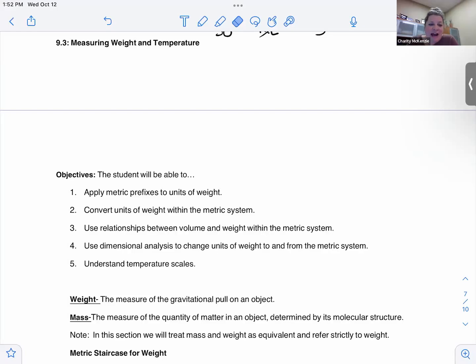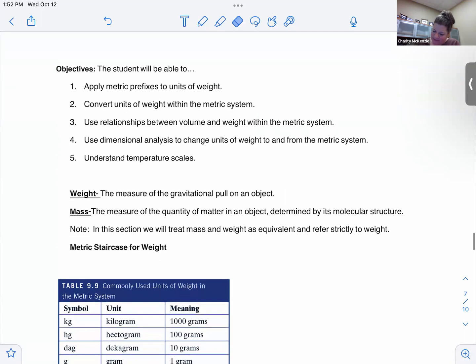Hi, class. For 9.3, we are measuring weight and temperature. So, weight of items. We have our objectives here, and we're thinking of weight, which is the gravitational pull on an object. All we always think about is the weight of our body, but what does it actually mean? It's the measure of the gravitational pull on an object.